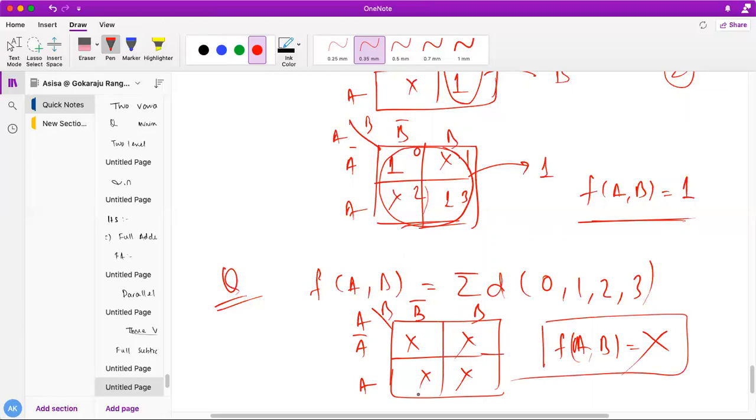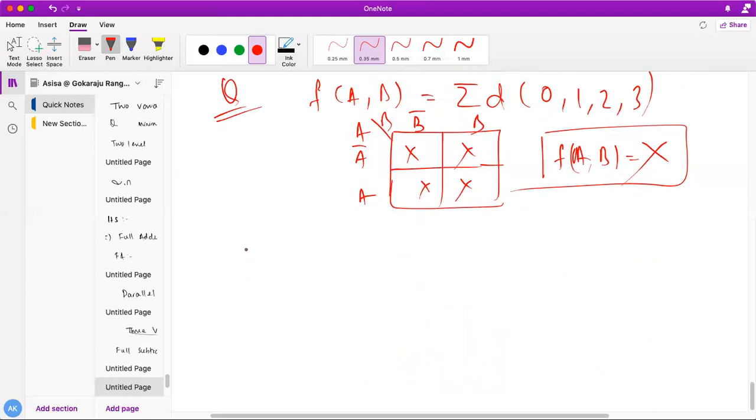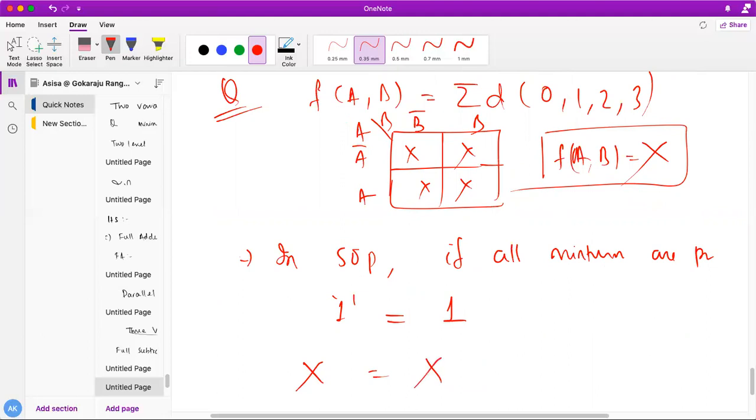F of a comma b. So in SOP, what did you observe here? In SOP, if all min terms are present in the function, it means it's 1, then my output is 1. If all are don't care, then the output is don't care. So these are the takeaway points from this class of the 2 variable K-map. Understand, students? So we'll stop the thing today here because I have a meeting actually, students.